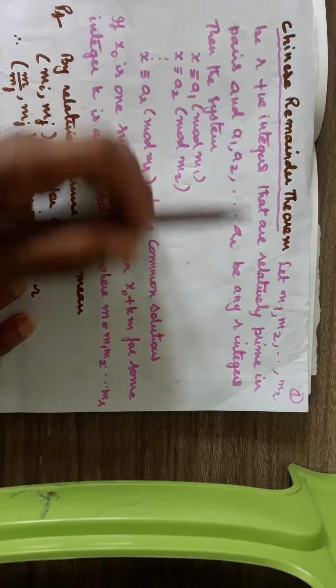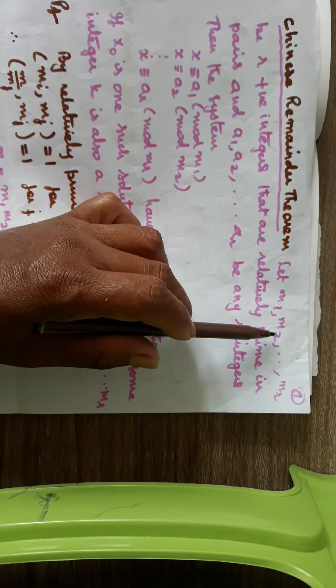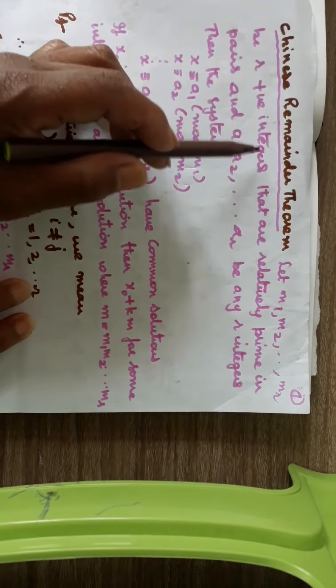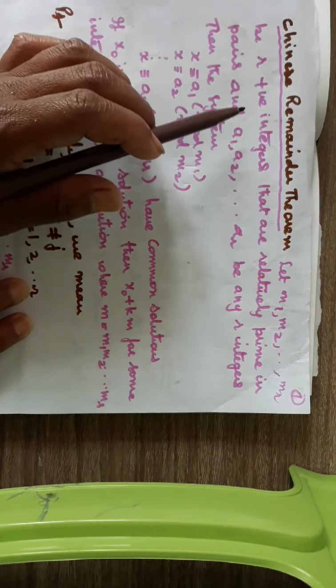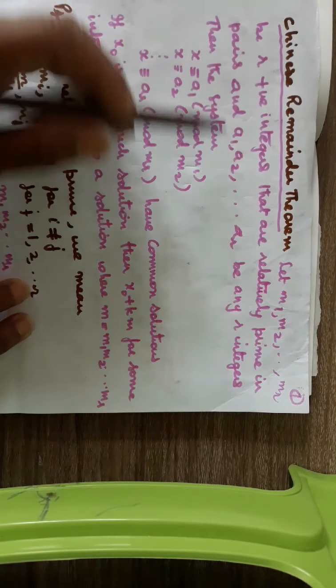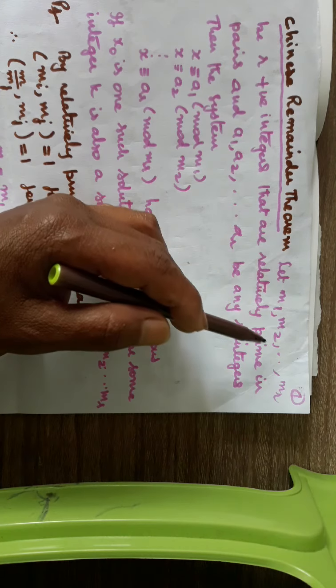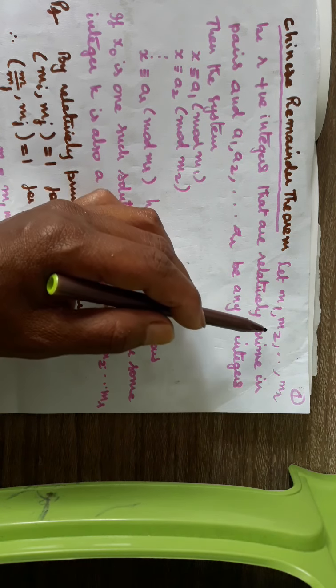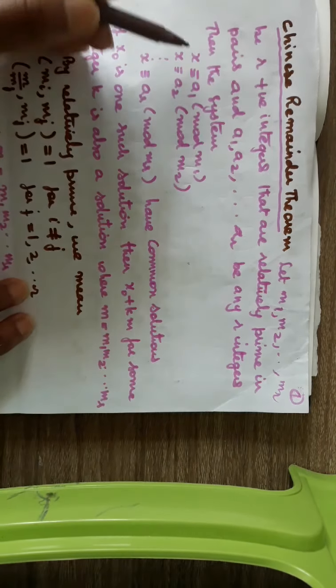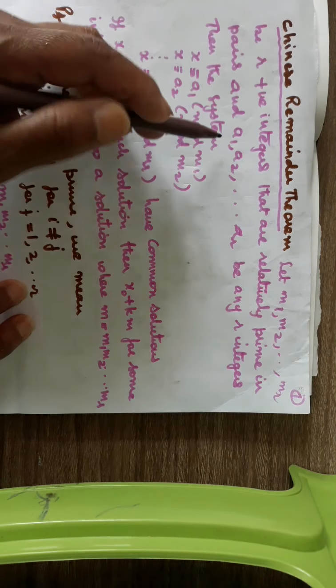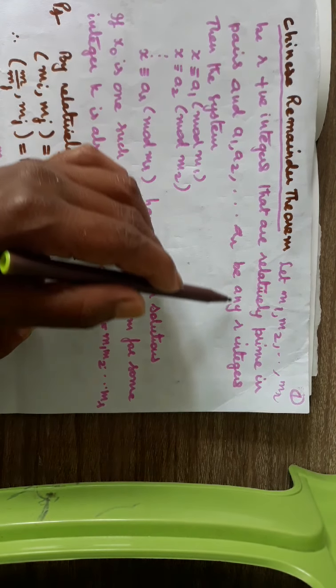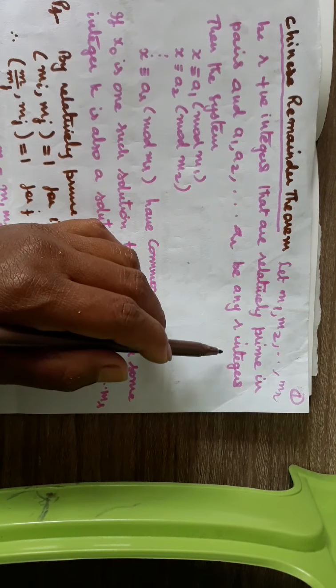So here what does it state? It says let m1, m2, dash, mr be positive integers. They are all positive integers that are relatively prime in pairs. Relatively prime in pairs means you take any two of these m1, m2 or in general mi, mj for i different from j, their GCD must be equal to 1. And let a1, a2, dash, ar be any r integers, they can be positive or negative.